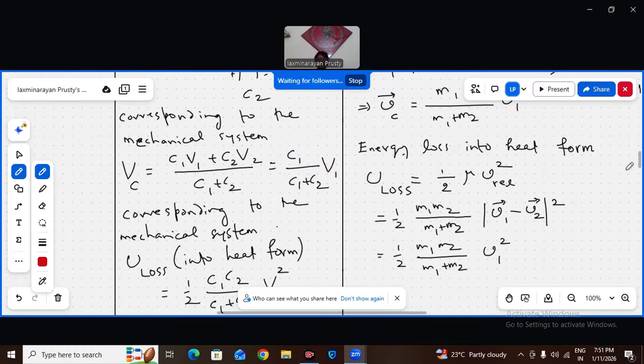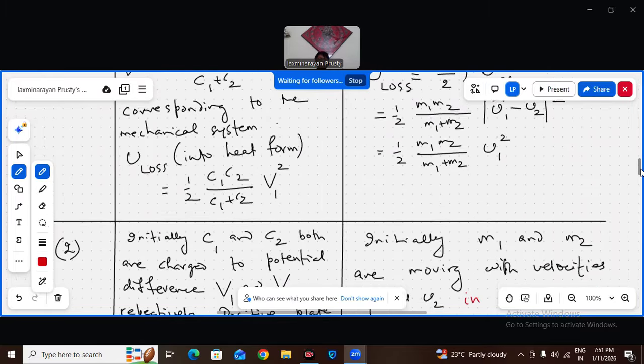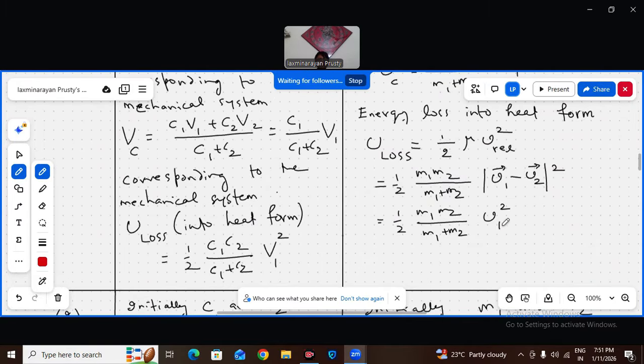Similarly, U loss directly you can write here. Very simple. Since you know this, first know the mechanical system, then just rewrite the electrical system. C1 replacing M1, C2 replacing M2, then this velocity is replaced by the potential difference, V1 replacing v1.